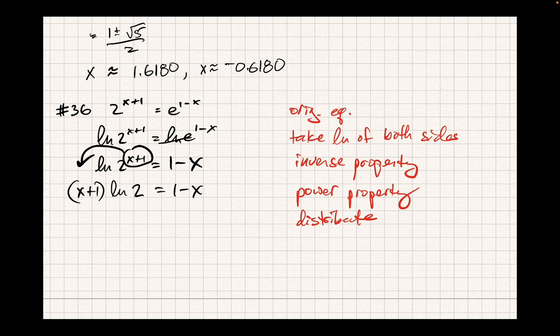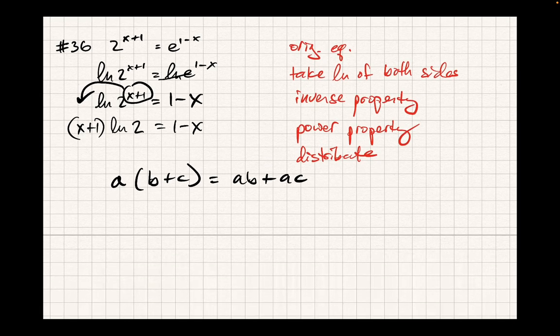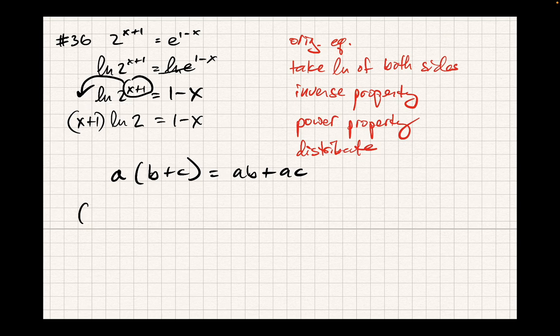What am I distributing? I'm distributing the ln 2 into my parentheses. So then ln 2x? No, it's not 2x. If you have a times b plus c, what is that? ab plus ac. This is written a little bit backwards, so it would be b plus c times a. So it would be ln 2 times x. That's what I said. x ln 2. You said ln 2x.